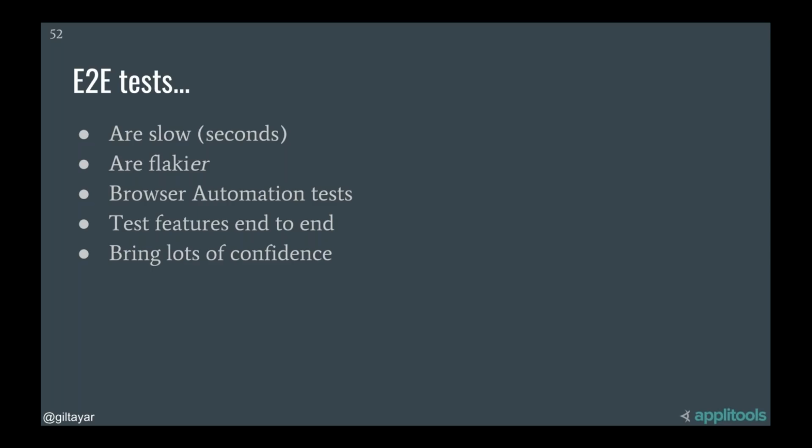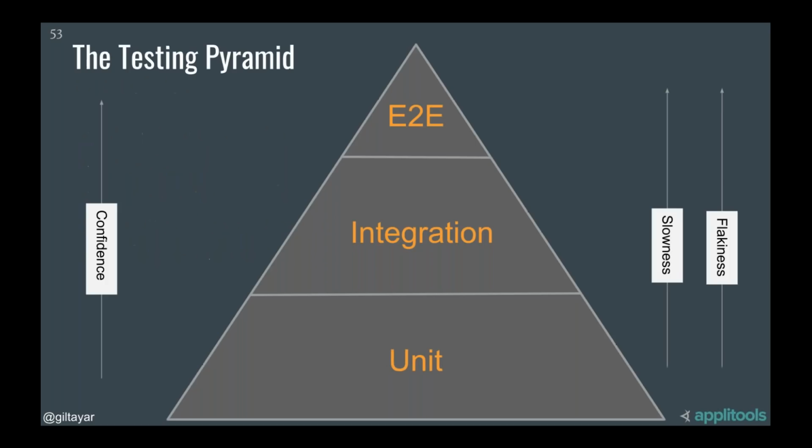They prefer having 5, 6, 10 of those tests, ensuring that the happy paths of the main flows of the user are working, and we're good with that. So the more we go up, the more confidence we have. Unit, not a lot of confidence, integration much more, and end-to-end, lots of confidence. But unfortunately, a side effect of those is the test becomes slower and flakier.